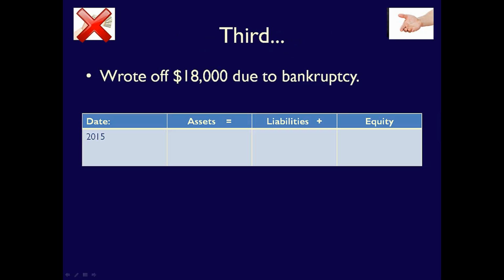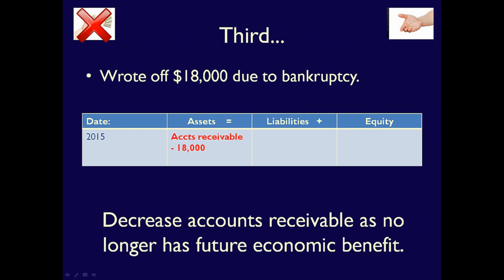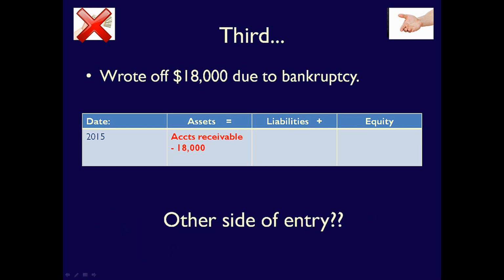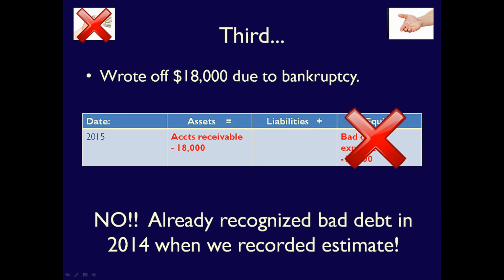Now, our next transaction is the customer who finally declared bankruptcy. The company has to write off $18,000 worth of accounts receivable. How should we record the write-off? Well, the first thing we should do is decrease our accounts receivable because we now know who is going bad, so we can get rid of their account. Therefore, our accounts receivable will go down by $18,000. What about the other side of the entry? A lot of students are going to record a reduction to equity of $18,000. They're going to use the bad debt expense account. Is that entry correct? No, not at all.